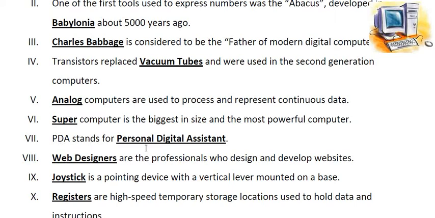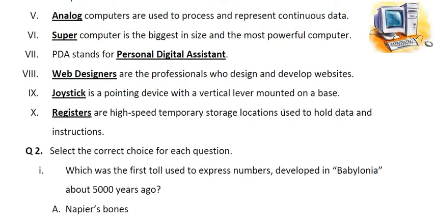Seventh, PDA stands for personal digital assistant. So the abbreviation of PDA is personal digital assistant. Eighth fill in the blank is web designers are the professionals who design and develop websites. Ninth, joystick is a pointing device with a vertical lever mounted on a base. So it's basically used for playing video games. That is called joystick.